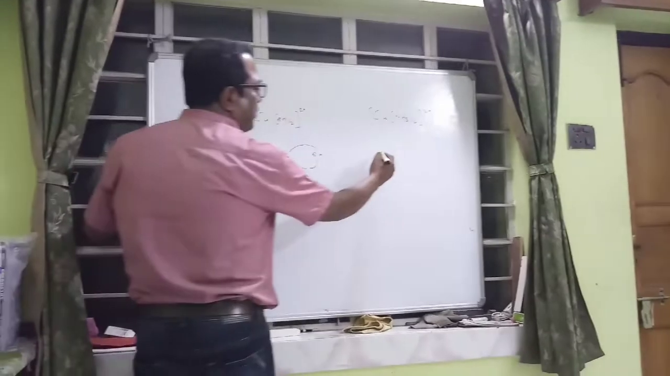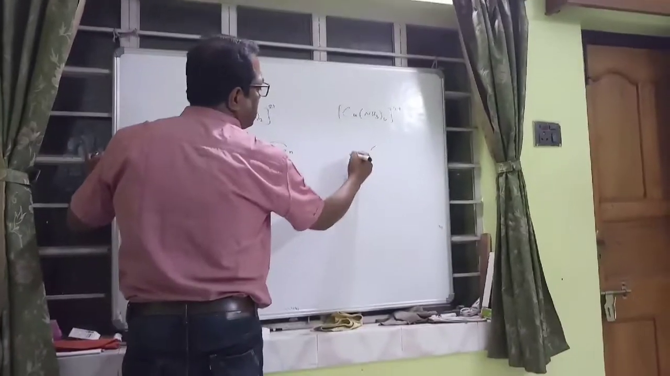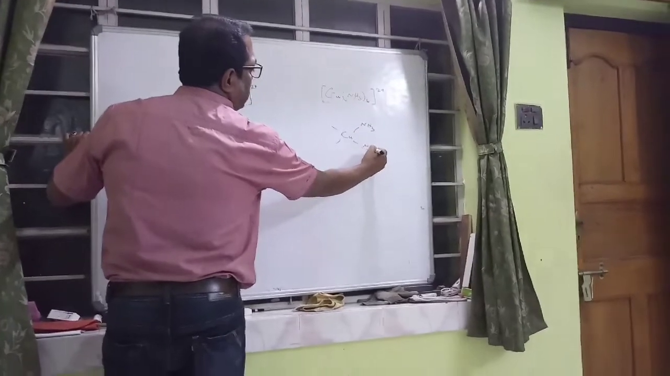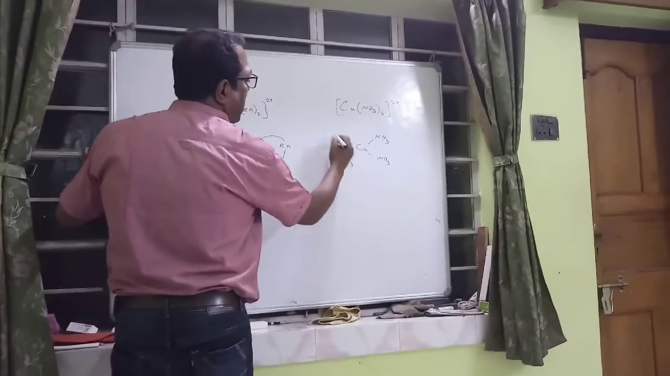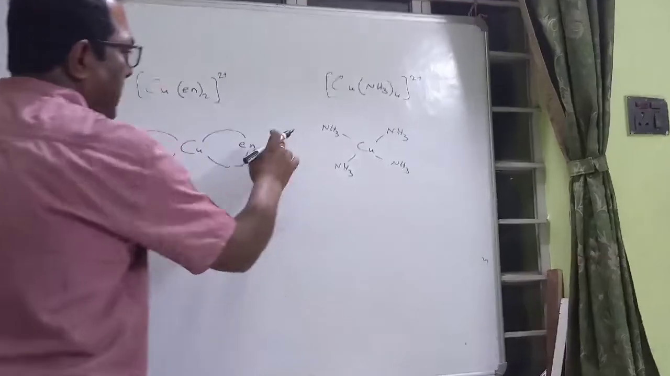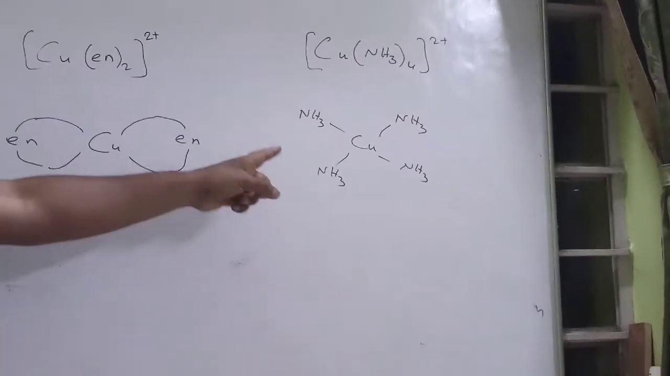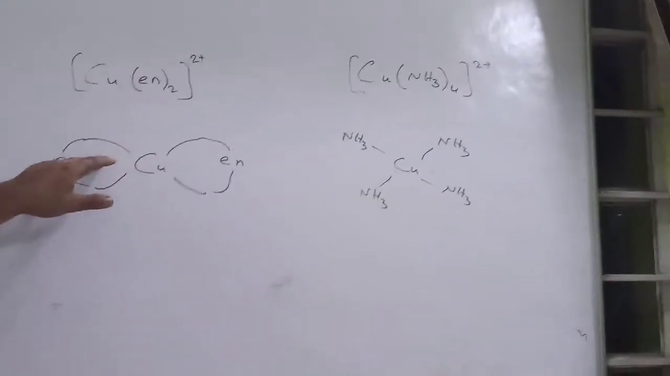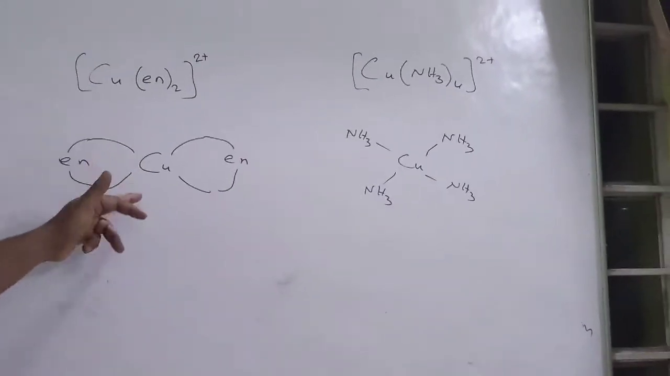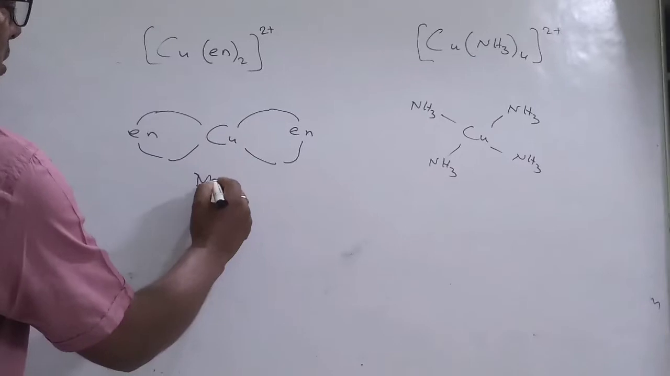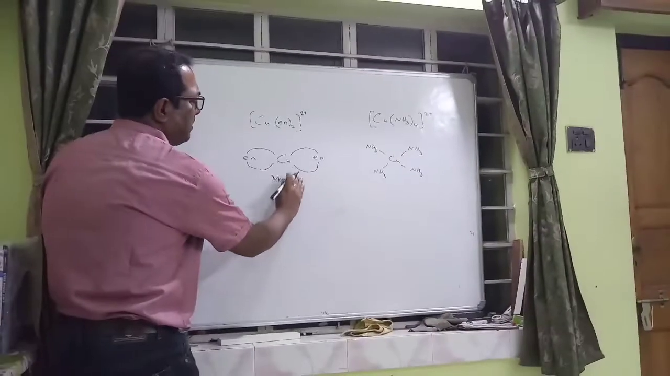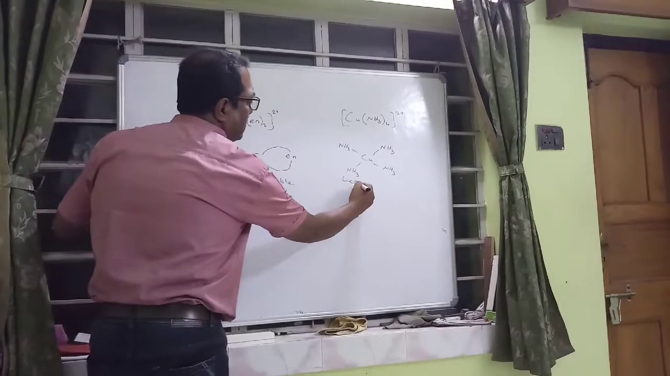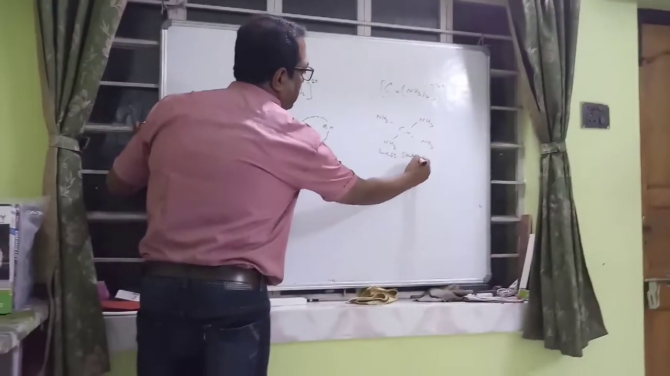But in the case of copper here, they are combined with ammonia, which is a monodentate ligand. Being a monodentate ligand, they are less stable. While they form a chelate, they form a ring, they are more stable. So more stable, less stable.